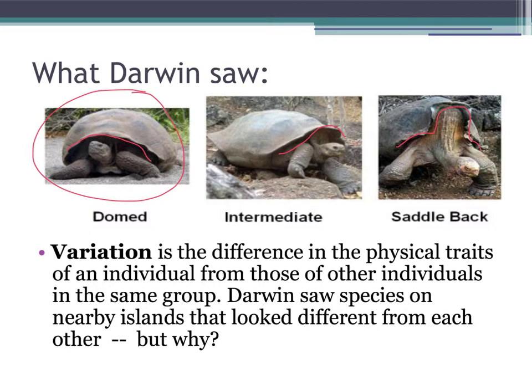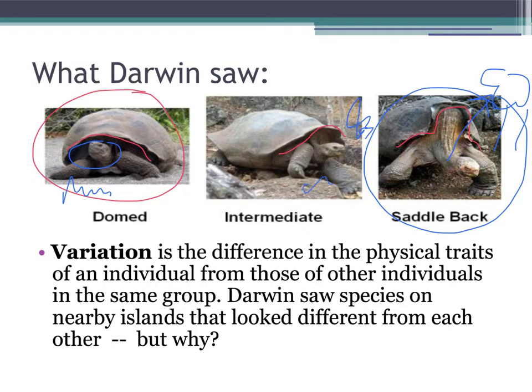Perhaps this guy, the saddleback, maybe he ate from trees up high. See how his neck is going to be able to stretch up to reach a tree? Whereas maybe this guy is going to eat grass and things down low. Maybe he could eat both. Maybe he had both available, so he could eat both. So that's why his shell isn't so tall.